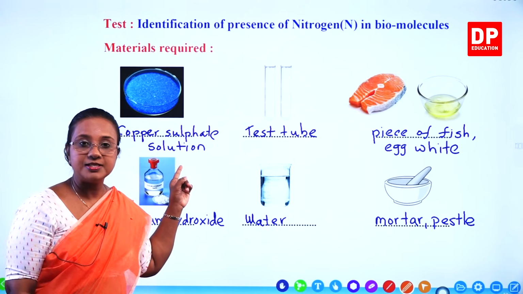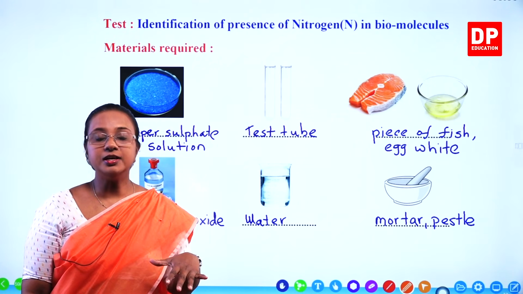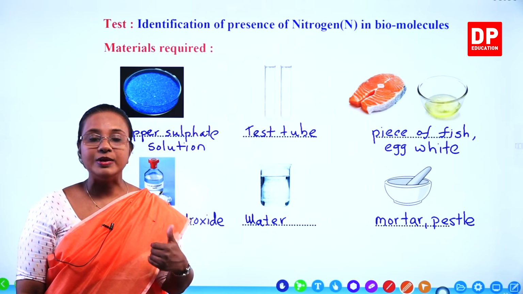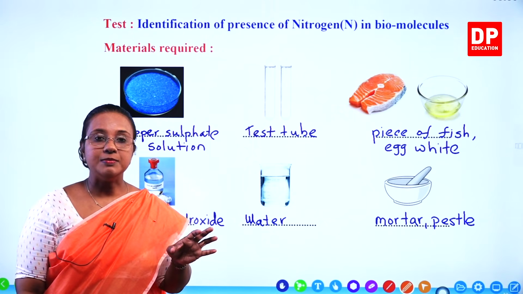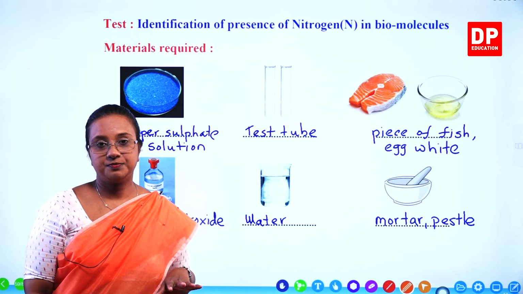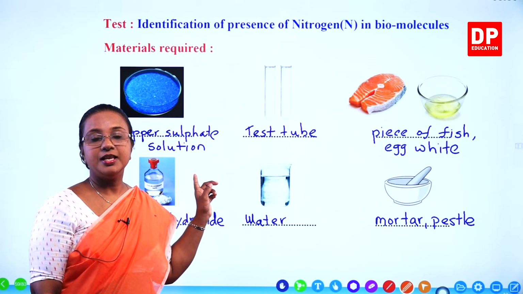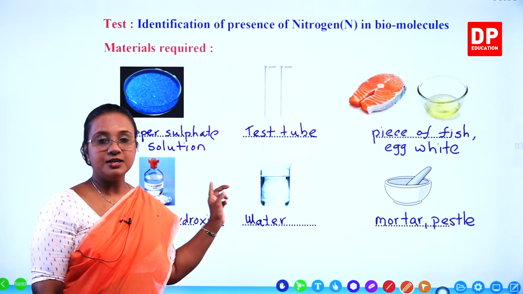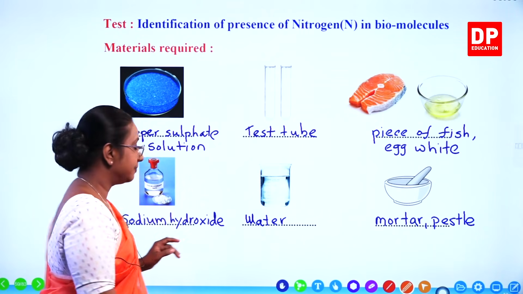The copper sulfate solution is blue in color, but as you add it to the reaction mixture, you will see a color change. So that will be the observation. You would have understood the steps in carrying out this activity. We will summarize it and write it down as the method.